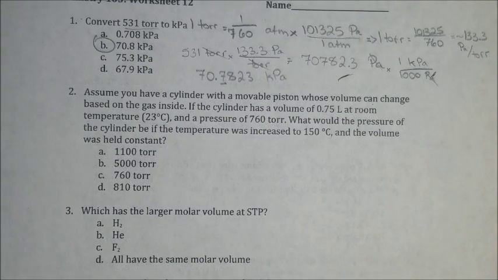Now in number 2, suppose we have a cylinder with a movable piston whose volume can change based on the gas inside. If the cylinder has a volume of 0.75 liters at room temperature and a pressure of 760 torr, what would the pressure of the cylinder be if the temperature was increased to 150 degrees Celsius and the volume was held constant? Okay, so here we start out with a movable piston and we're given the volume, but then at the end of the problem it tells us that the piston volume does not change, it's held constant.